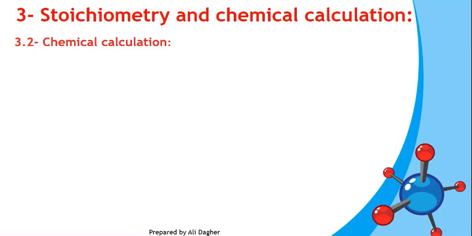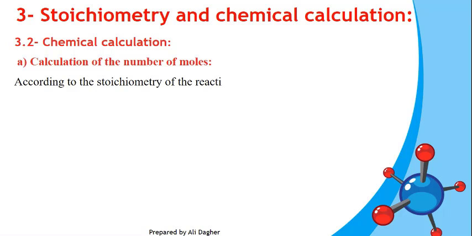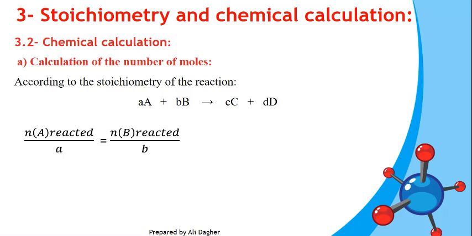Two, chemical calculation. Part A, calculation of the number of moles. According to the stoichiometry of the reaction or stoichiometric ratio of reaction aA plus bB gives cC plus dD, we have number of mole of A reacted over stoichiometric coefficient a equal number of mole of B reacted over b equal number of mole of C formed over c equal number of mole of D formed over stoichiometric coefficient d.